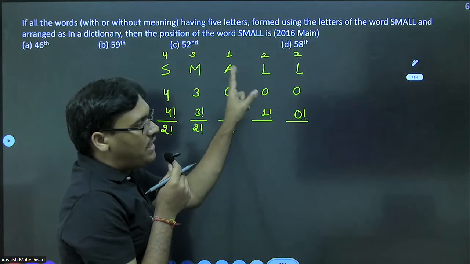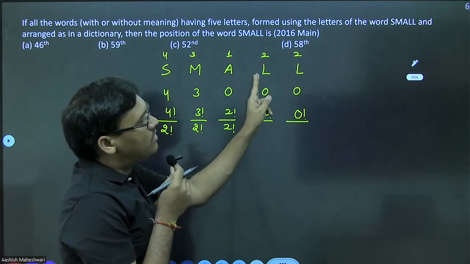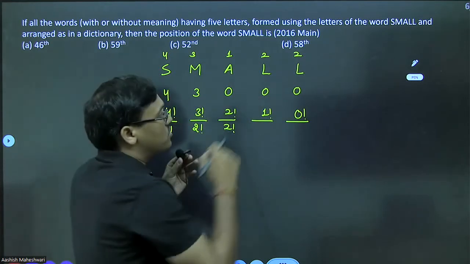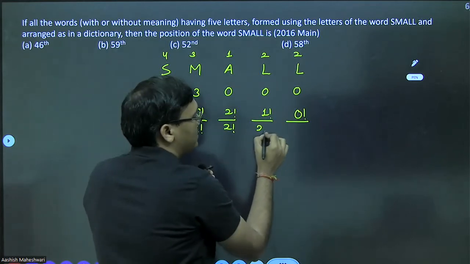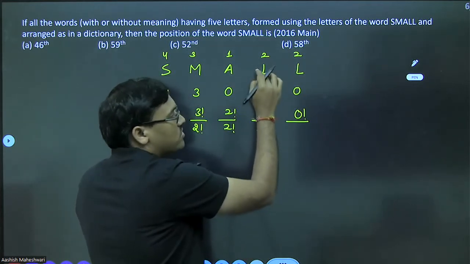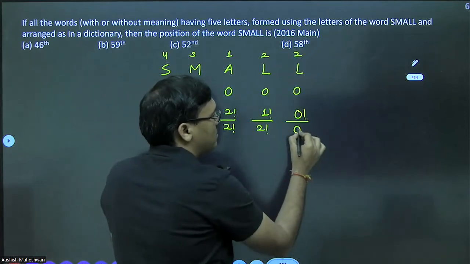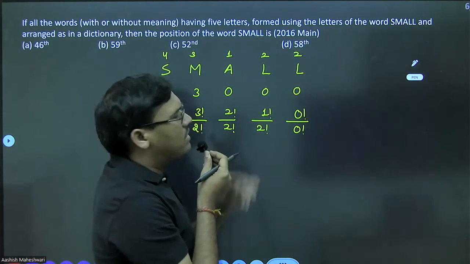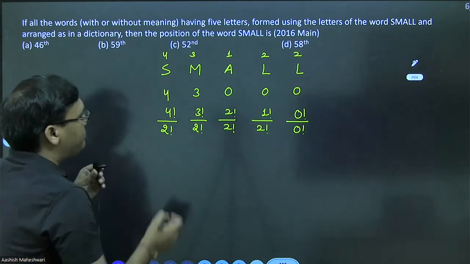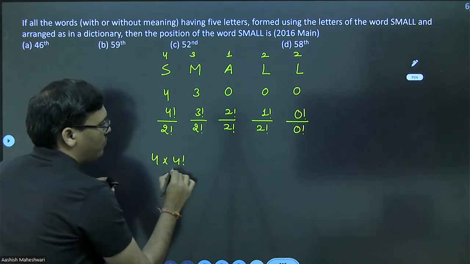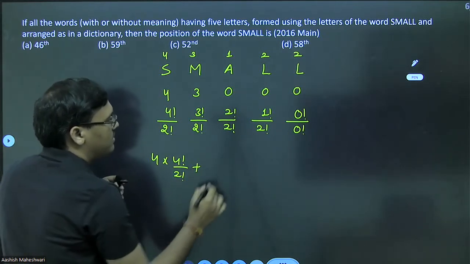Considering L, how many identical letters are on the right side of this L? So we have to consider this L also. This L also. That is why I'm saying we have to include this also. This is L, L. That is 2 factorial. And that is 0 factorial. There is no letter which is repeated here. So now we will do the same thing. 4 into 4 factorial divided by 2 factorial.